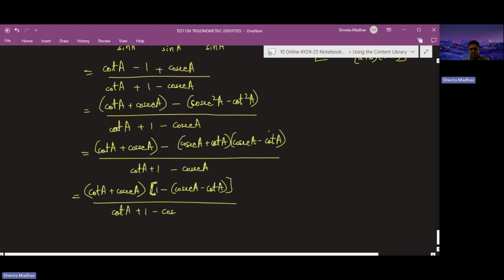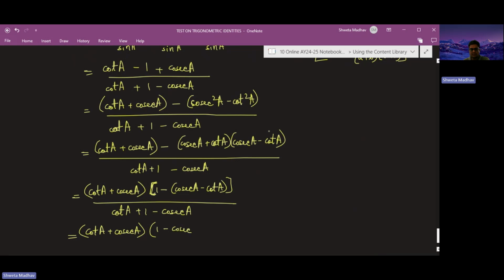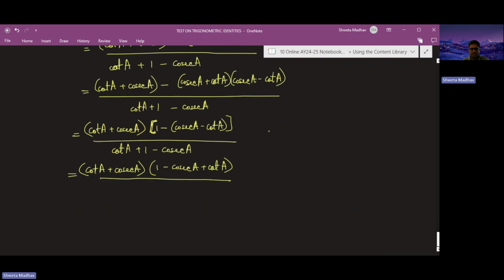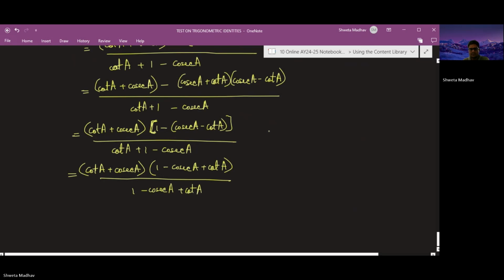Now this we can write as cot A plus cosec A into, if we open the bracket here, 1 minus cosec A plus cot A. And in the denominator also we have the same thing, 1 minus cosec A plus cot A. So hence these two terms will get cancelled, and then that will be equal to cosec A plus cot A, which is equal to the right hand term.